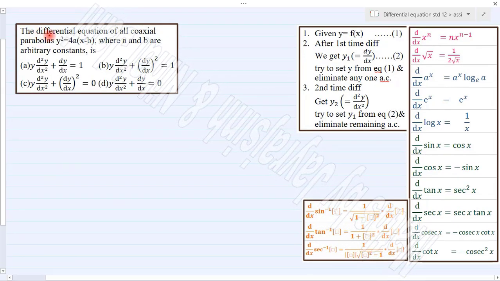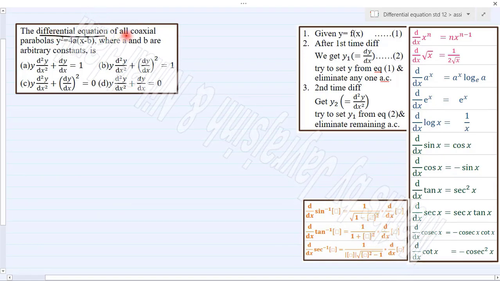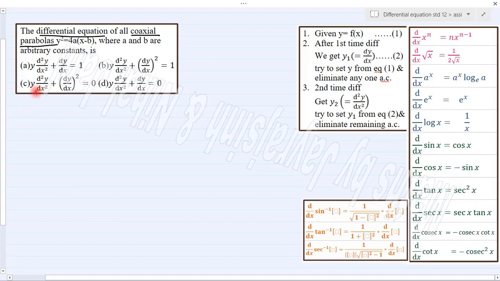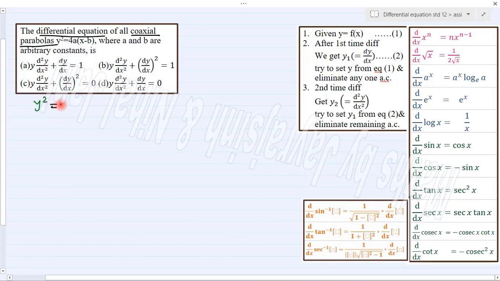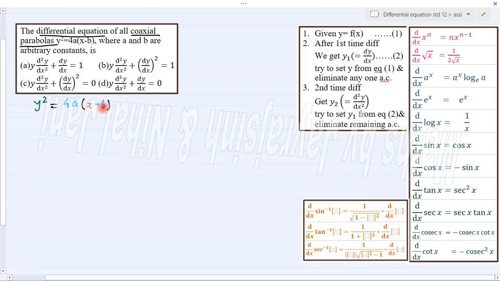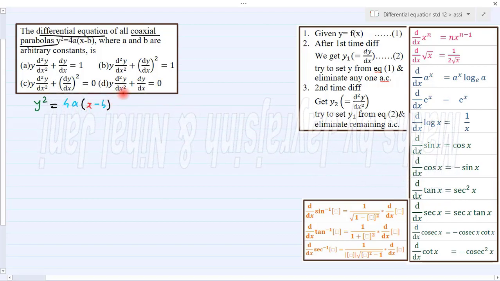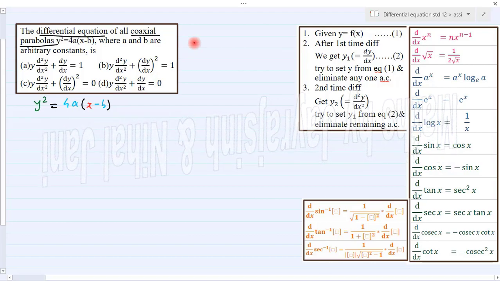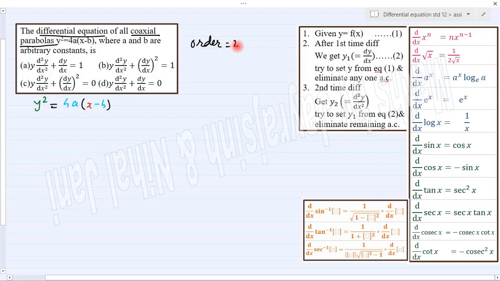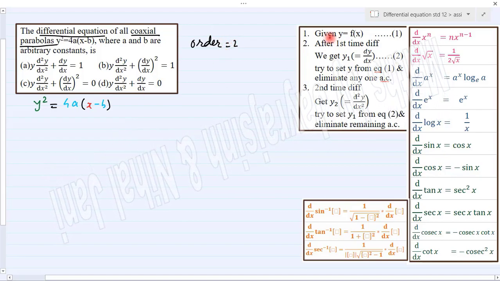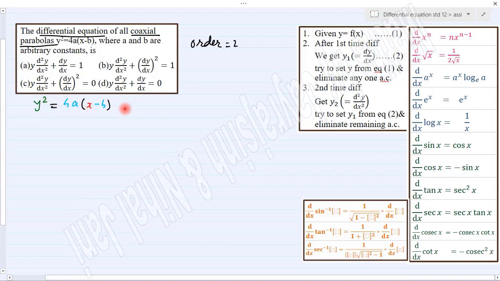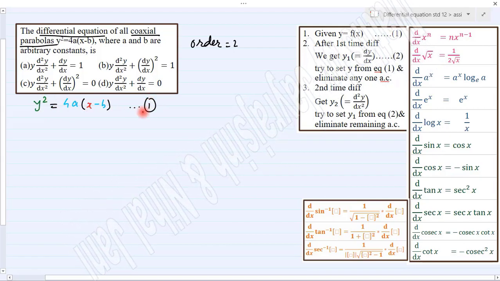In this question, we have to find the differential equation of all the coaxial parabolas whose equation is y square is equal to 4a into (x minus b), where a and b are arbitrary constants. So we have two arbitrary constants. So our order must be 2. Now let's follow the steps. Let's say y square is equal to 4a(x minus b) is our equation number 1.